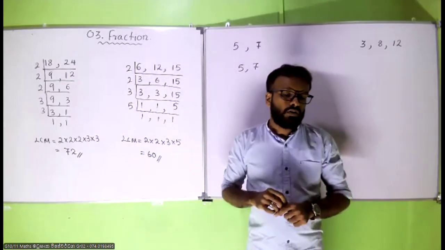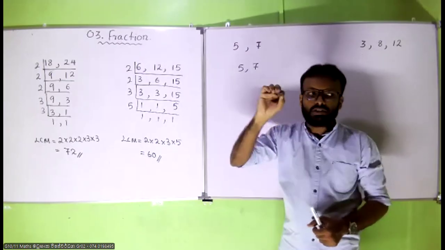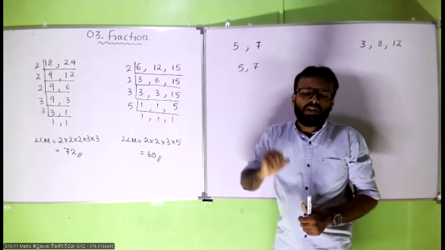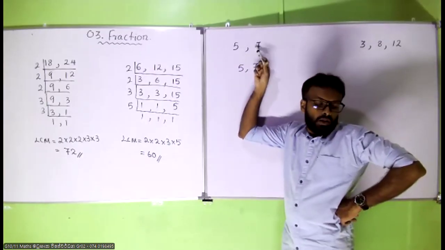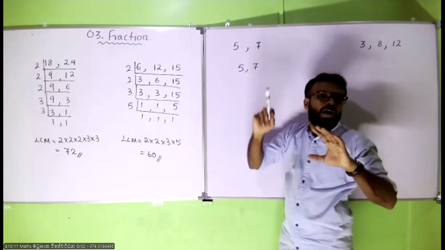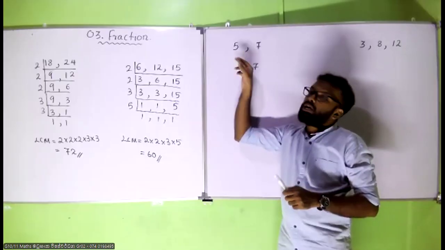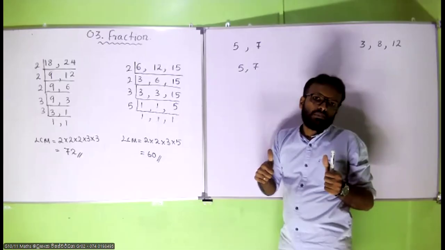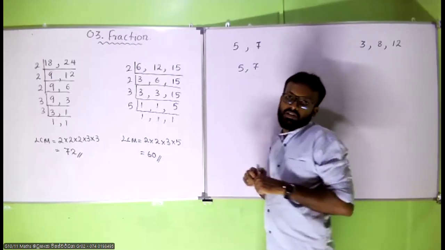When you are finding the LCM, actually there is no need to divide these things. You have to just pick something. If you consider these two numbers, 5 is not a multiple of 7, 7 is not a multiple of 5, and for both 5 and 7 there are no common factors. So you just have to multiply these two numbers in order to find the LCM.